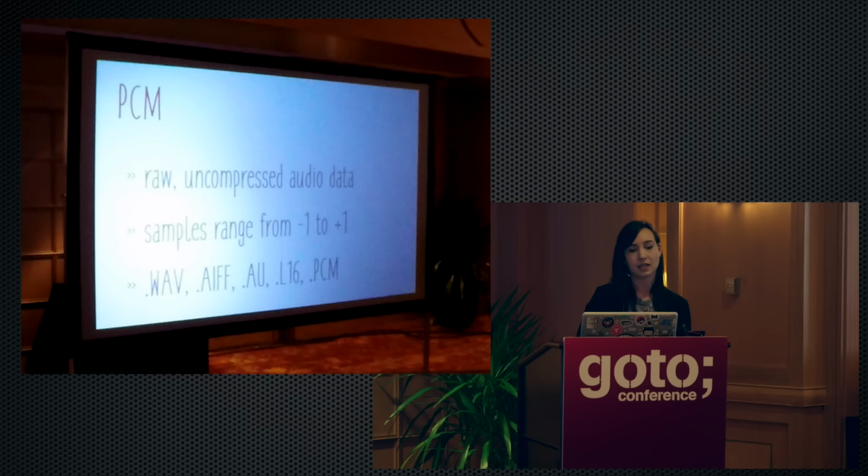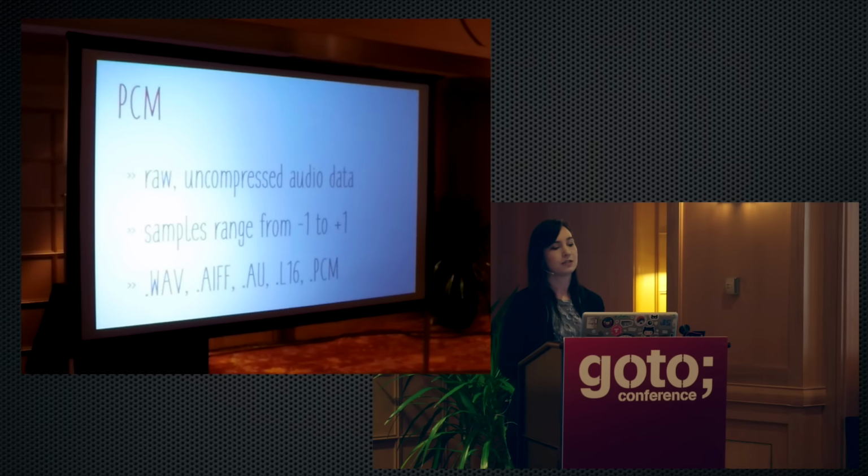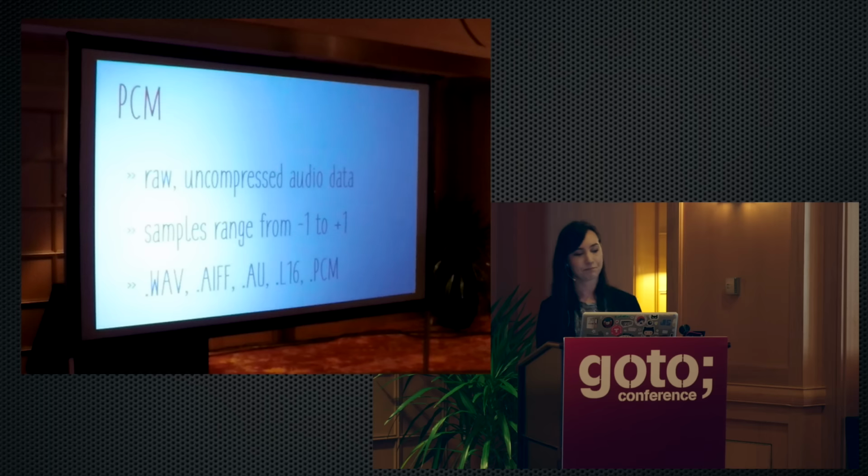PCM stands for pulse code modulation. It's just the raw uncompressed audio data. So it's not like an MP3 format or anything like that. It actually is just the pure data. The samples, so each value in the file, other than, of course, the header at the beginning, range from -1 to +1, and how many samples in the file depends on, obviously, the sample rate and the bit depth. Some common PCM format file extensions are .wav, .aif, .au, .l16, and .pcm.